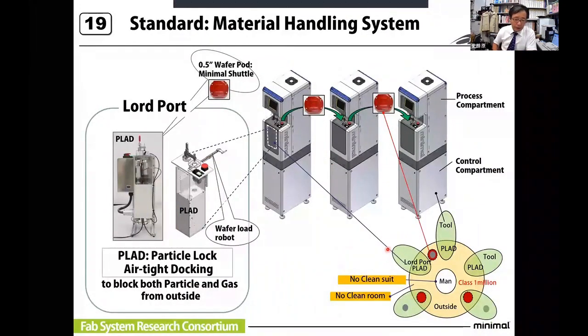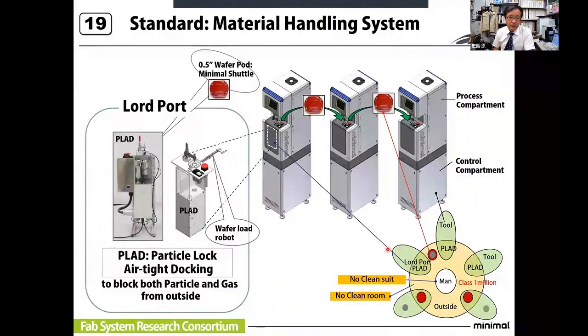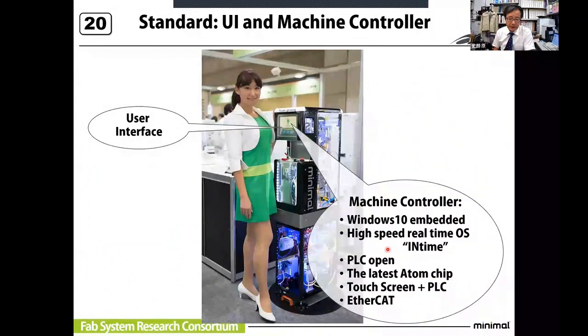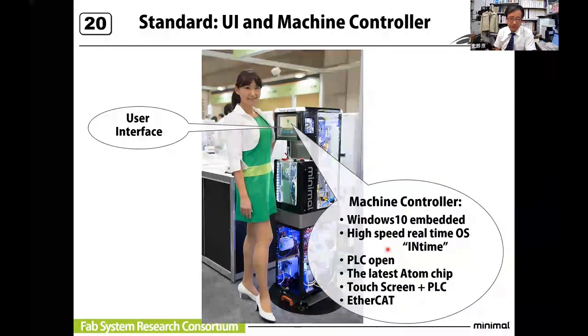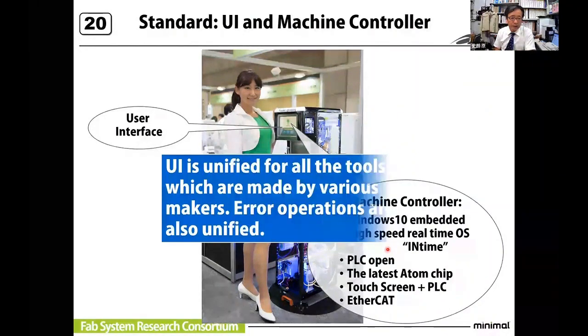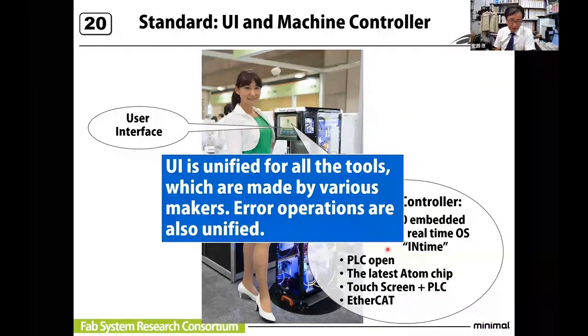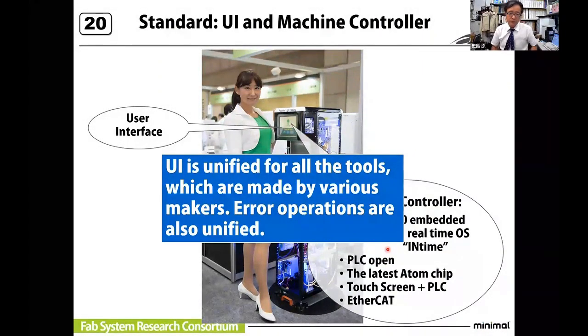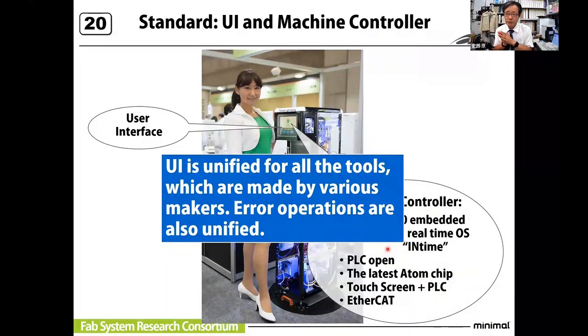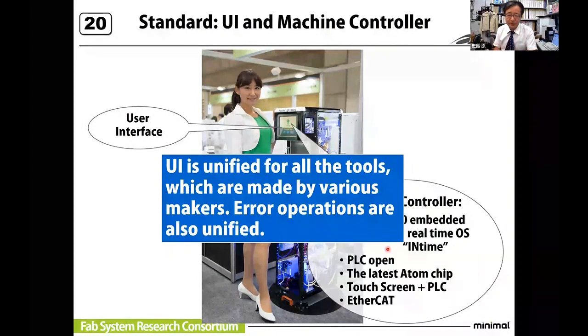So, of course, we are standardizing the plot system. And also, we are standardizing machine controllers using Windows 10 Embedded, etc. We use a very advanced EtherCAT system, etc. And also we use a standardized user interface. The user interface is unified for all the tools made by various makers. Area operations are also unified. Then you can learn about minimal fab very easily.